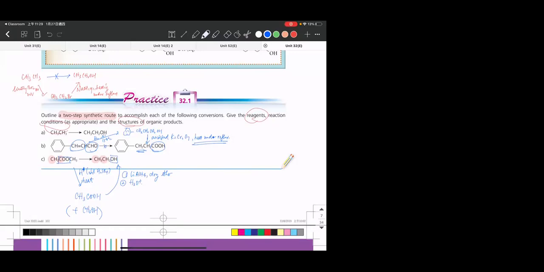Can I use NaBH4? No. Why not? I can't use it. Yeah, the reducing power is not high enough. You cannot reduce carboxylic acid back to alcohol using a weaker reducing agent. It's rather weak for them. Do you understand?